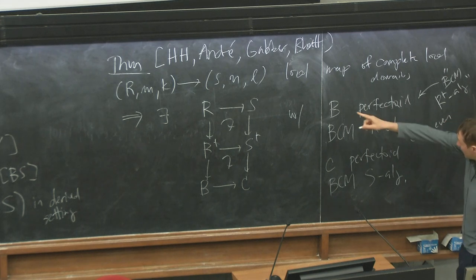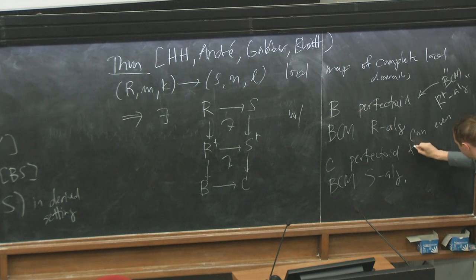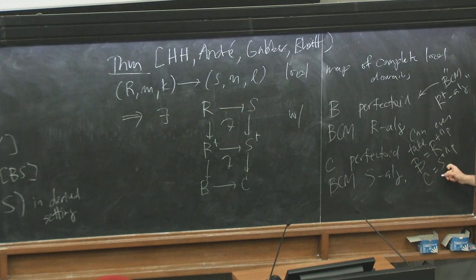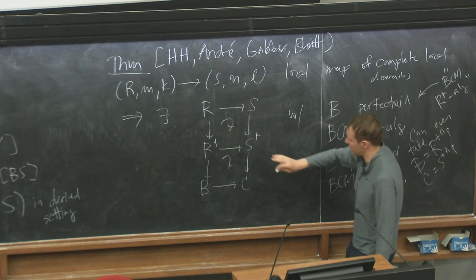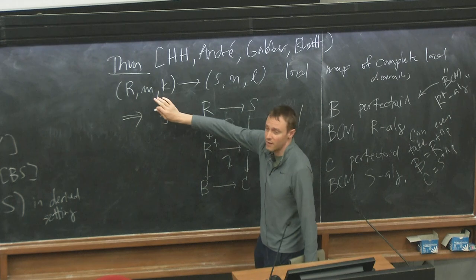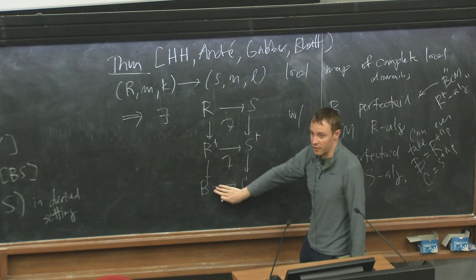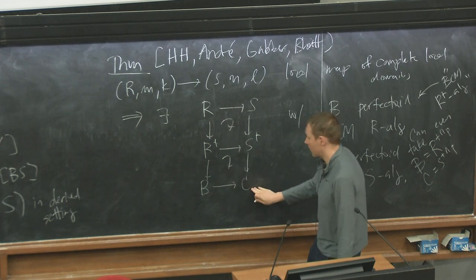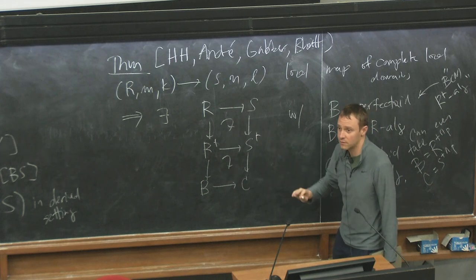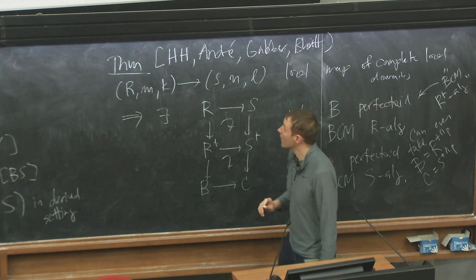right, so Andre Gabber and Bhatt, right, can even take B to be the p-adic completion of R plus, and C to be the p-adic completion of S plus, right? So this is a big theorem here. This is saying that given a complete local domain (R, m, k), there exists a big Cohen-Macaulay R plus algebra, and that construction can be done weakly functorially over the map R to S. Okay, all right.